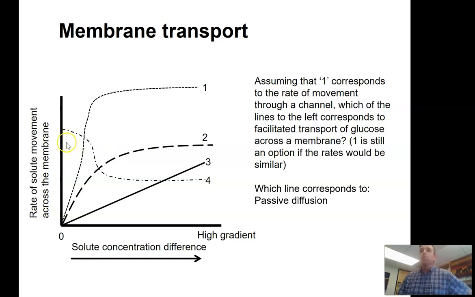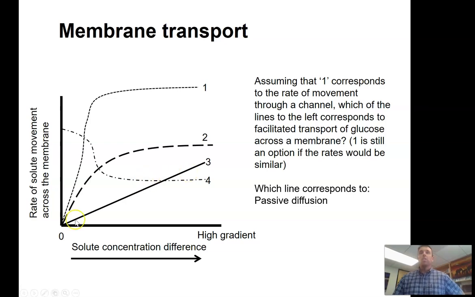Well, passive diffusion basically does not need help, and if you don't need help, you don't have an upper limit. So the bigger your gradient is, the faster things are going to move through. And so number 3 would correspond to that passive diffusion because we are not going to run out of helpers, because passive diffusion doesn't require helpers. The more you have, the more chance you have of those things hitting the membrane with sufficient speed, with sufficient direction to basically make it through.